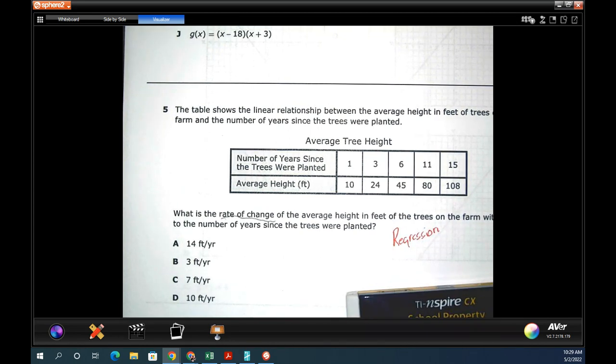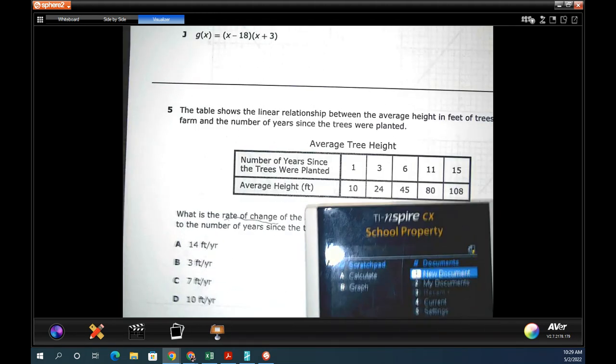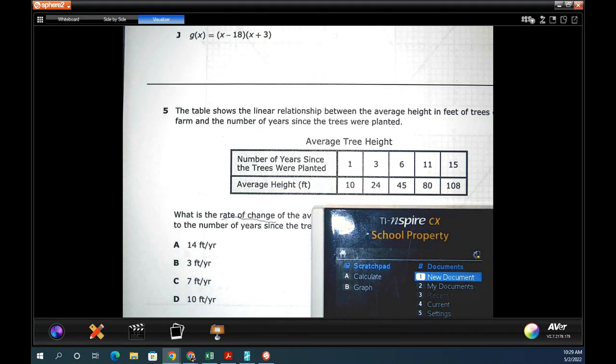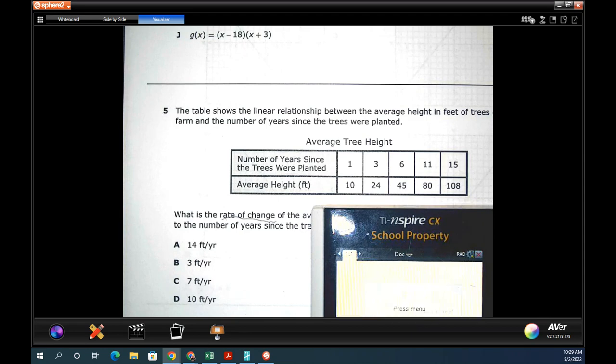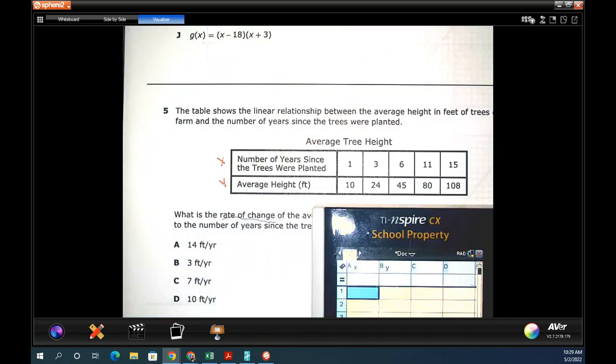All right. Go to on. Try not to cover it up where y'all can see. New document. Add lists and spreadsheets. Change A to X. Hit enter. Change B to Y. Hit enter. Now, our X's. You've got to remember, here's your X, there's your Y. So type in your X's: 1, 3, 6, 11, 15. Hit enter after every one of them.